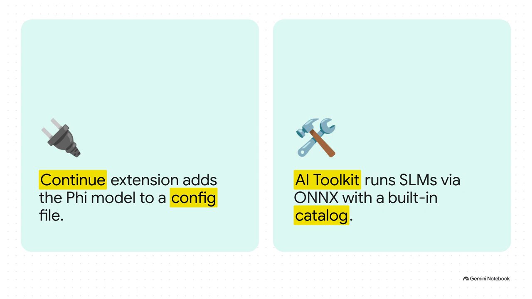This basically acts as a bridge and uses a standard config.json file where you manually tell the extension, hey, here is where my local Phi model is running. Now, on the other side, we have the official Microsoft AI Toolkit. This one actually features a fully integrated model catalog right inside VS Code, allowing you to directly download and run these small language models via ONNX. Honestly, both are fantastic options, but let's take a look at how to set up the most common method.